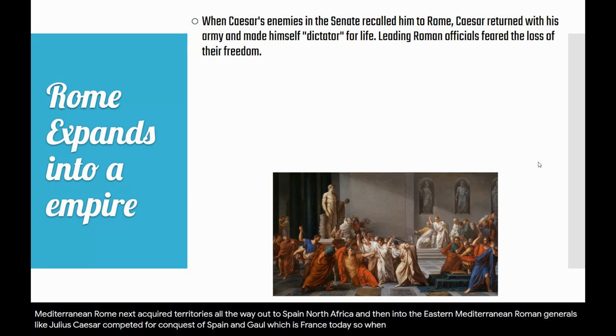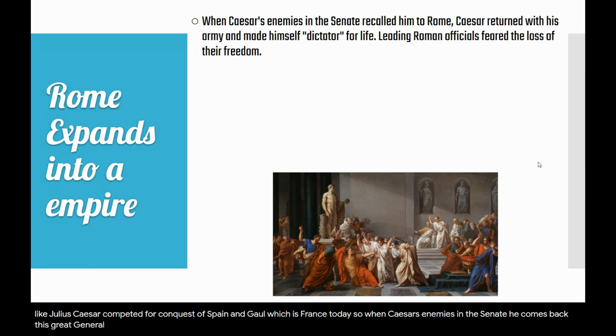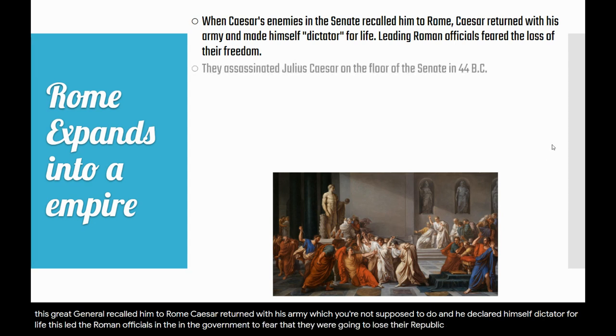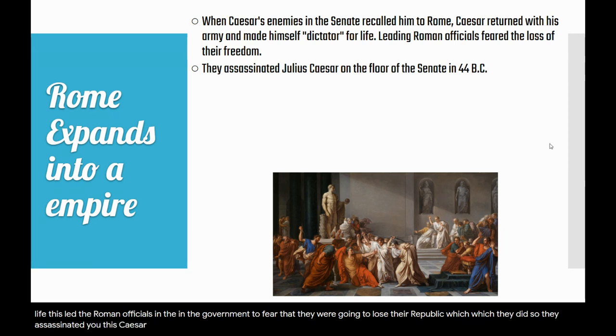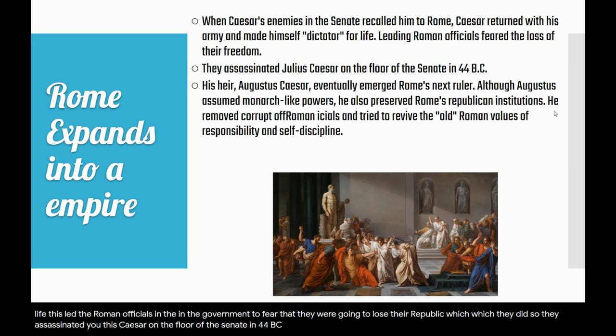So when Caesar's enemies in the Senate recalled him to Rome, this great general returned with his army, which you're not supposed to do, and he declared himself dictator for life. This led the Roman officials in the government to fear that they were going to lose their republic, which they did. So they assassinated Julius Caesar on the floor of the Senate in 44 BC. It kind of backfired on him.